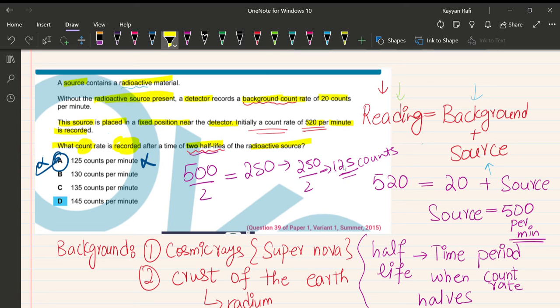Now, what will be added in the reading? We know what is reading. Reading is background plus source. It means reading is equal to 125 plus 20. Why are we adding this 20? Because of the background count. So the answer will be 145. So answer is D. Now let me break it down first.